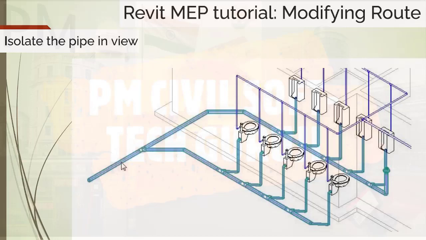I have started tutoring on Revit MEP, Mechanical Electrical Plumbing. This is the second part of the earlier tutorial. Here we'll see how to modify a roof. For that, isolate the pipe in view.